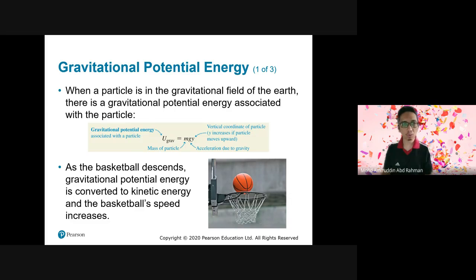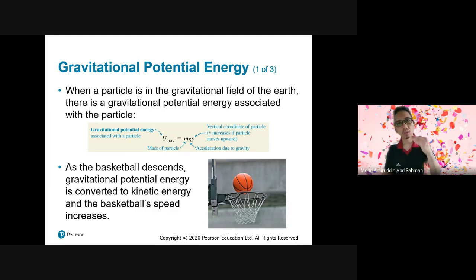For example, the gravitational potential energy we define as U grav equals mgy. It depends on the mass and the gravitational acceleration, and y is the vertical coordinate of the particle. Let's say over here we have a basketball. The gravitational potential energy is converted to kinetic energy, and the basketball speed increases.